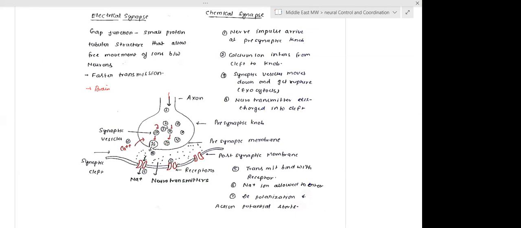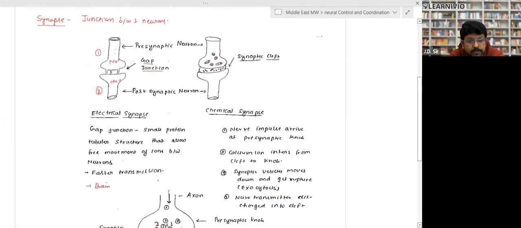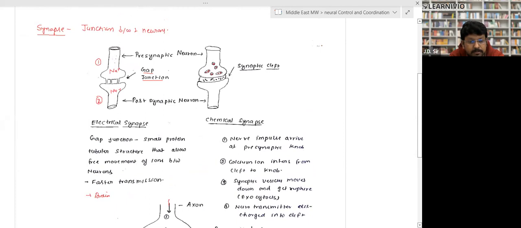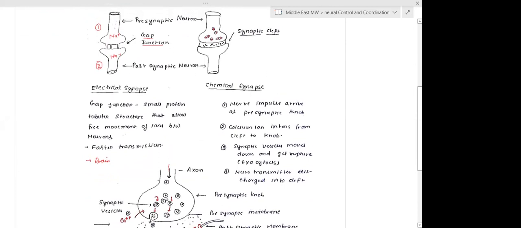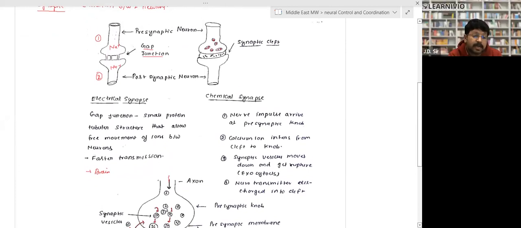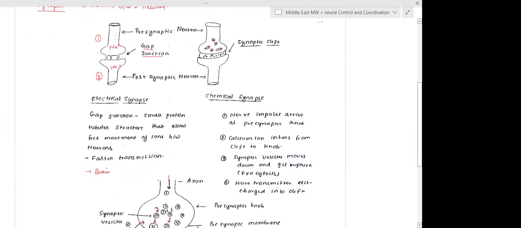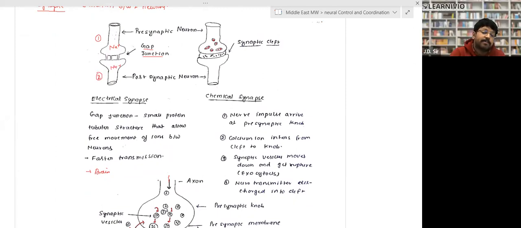Take the screenshot of this one. Sir, can you repeat electrical and chemical synapses again? In electrical synapse, the sodium ion directly transfers from one neuron to another neuron. Why? Because there are very small pipe-like structures made up of protein, and these are called gap junctions. So it transmits directly. This is the faster mode of transmission. These kinds of junctions are found in the neurons in our brain. Clear?